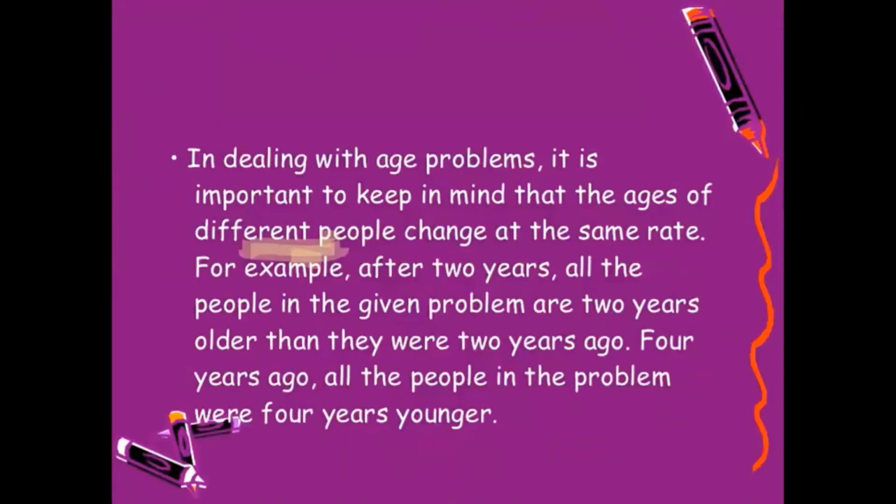The first one, if you can read, please read this one. In dealing with age problems, it is important to keep in mind that the ages of different people change at the same rate. For example, after 2 years, all the people in the given problem are 2 years older than they are now. 4 years ago, all of the people in the problem were 4 years younger.